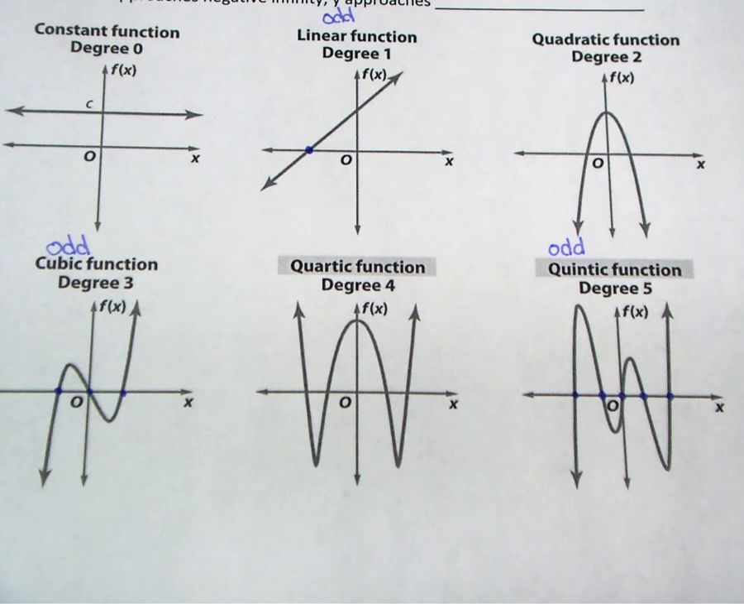Right now, the main thing you need to be able to see is if I have an odd number of zeros, that means it's an odd degree function. If I have an even number of zeros, that means I have an even degree function. Or if it doesn't cross at all, like for example, a parabola that never crosses the x-axis, that would also be an even degree function because it can have no zeros at all.